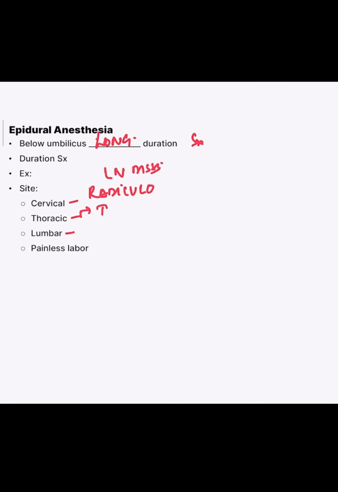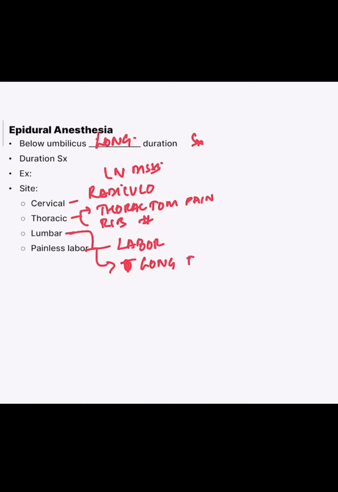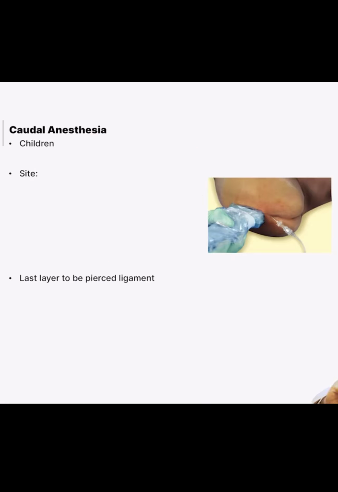Thoracic epidural can be used for thoracotomy pain, rib fracture pain and all. You can place thoracic epidural. Lumbar epidural is used for labor analgesia or painless labor, which is already given over there, or it can be used for long duration below umbilicus surgery. Okay. Next, guys.